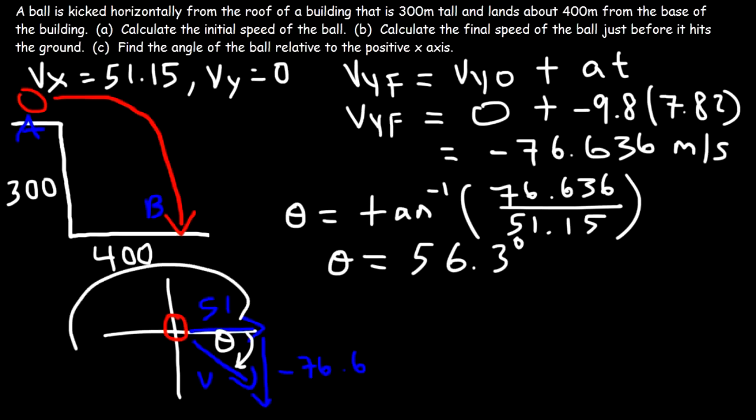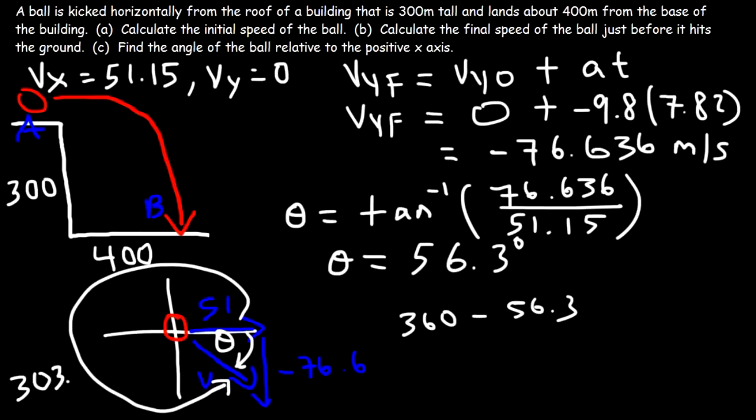Now measured from the positive x-axis, that's 360 minus 56.3, which is 303.7 degrees going counterclockwise. But traveling clockwise, it's 56.3 or negative 56.3, since that's below the x-axis. And that's it for this problem.